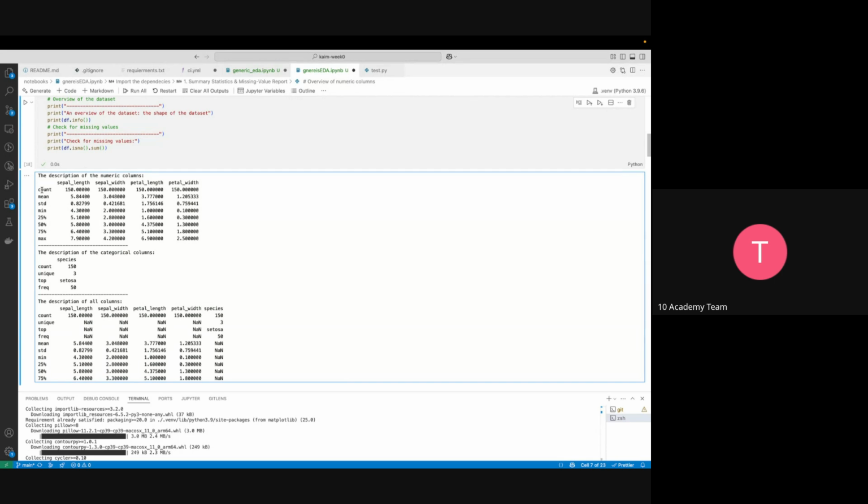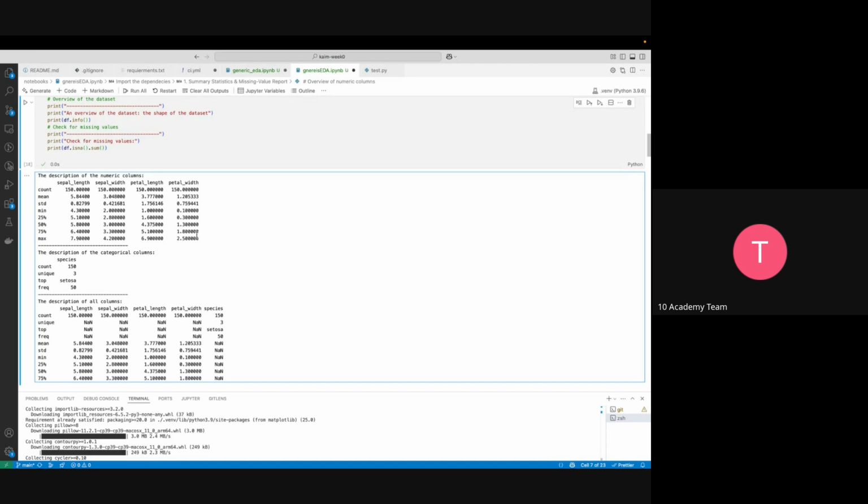Here you can see we have 150 data points, and the count for each column is 150, so we don't have any null values. This means that there are no missing values. And the mean value for each column, we have it here. The standard deviation, the minimum value, the quartiles at 25, 50, and 75, and the maximum for each column.